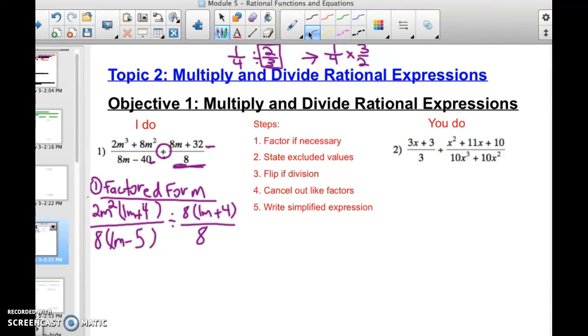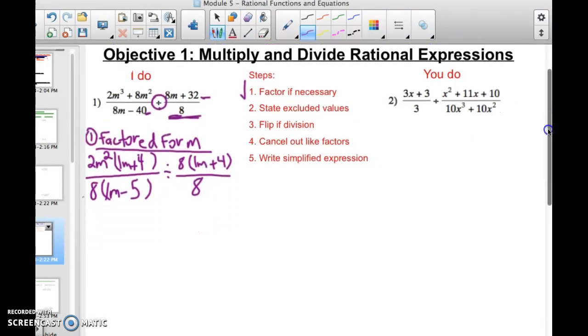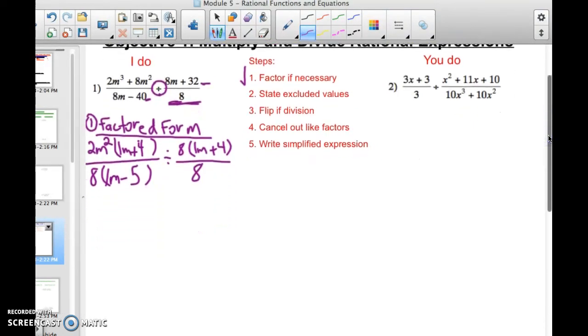I'm done with step 1. Step 1 will take you the longest of this process, I promise, because there's going to be multiple pieces to factor. Step 2 says to state the excluded values. Again, this is review from topic 1. Excluded values exist, let me write this out to label it. Excluded values exist in the denominator, and they are factors, all right?